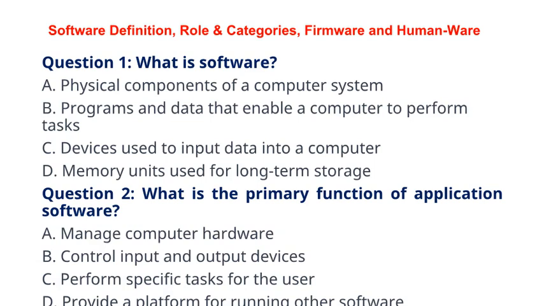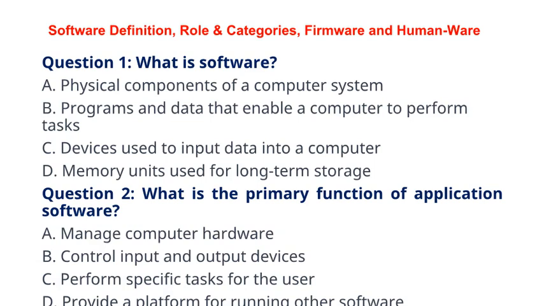The correct answer to question 1 is option B. Programs and data that enable a computer to perform tasks. Explanation: software refers to programs and data that enable a computer to perform specific tasks, including operating systems, applications, and utilities. Question 2. What is the primary function of application software?